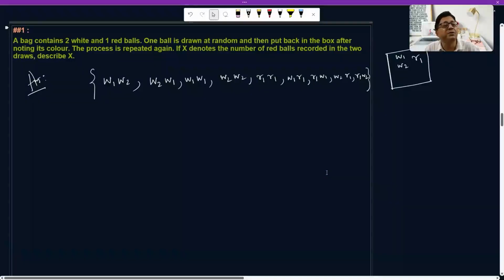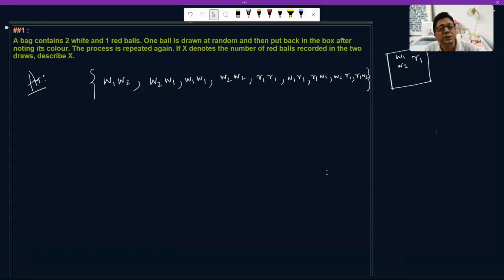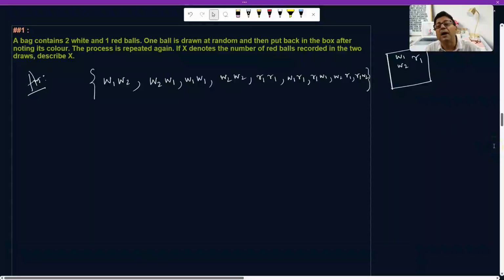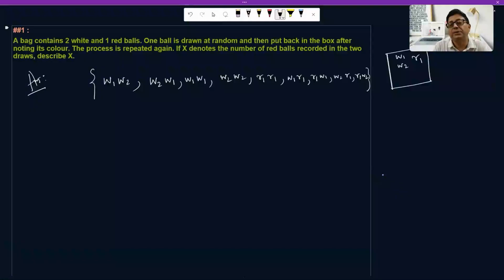Their probabilities you have to consider separately. Probability distribution is not asked here, but let us do it. So what does the random variable denote? Number of red balls. What are the values you guess the random variable is going to get? X may be 0, which means 0 red balls. X may be 1 red ball. X may be 2 red balls.